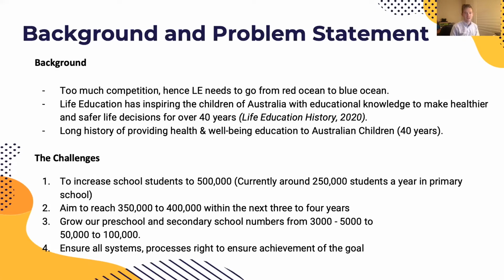Now, despite all this success, Jonathan raised a couple of key problem areas or challenges that life education is looking to address in the next 5 to 10 years. The first being to increase primary school students to 500,000. Currently it sits around 250,000 students each year. They aim to reach 350,000 to 400,000 within the next 3 to 4 years. They wish to grow their preschool and secondary school numbers from 3 to 5,000 to about 50 to 100,000. As well as this, they want to ensure that all systems put in place are at a level that will be able to maintain and exceed these goals going forward.